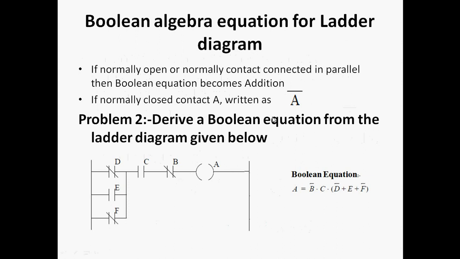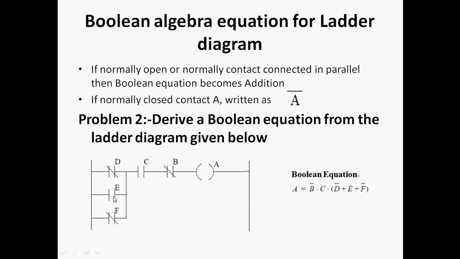Now the second equation can be written. You remember that normally closed contacts we write as a bar. Is it clear? So normally closed contact is written as a bar. So you can write this equation in the Boolean algebra format: A is equal to B bar into C, and this is in series. Sorry, parallel. That's why I can say D plus E plus F.